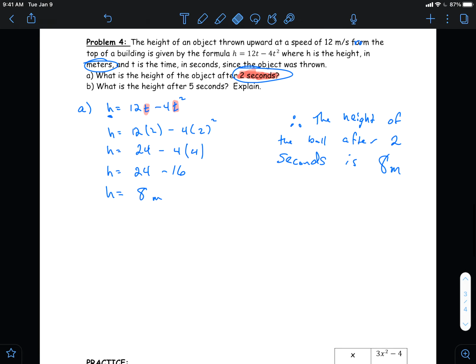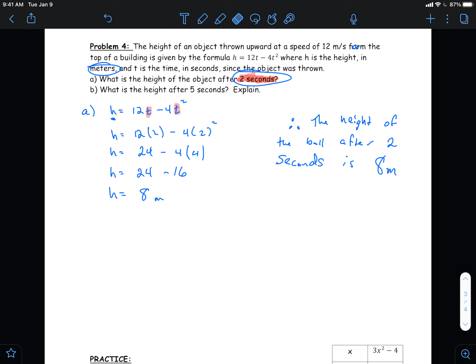Now I have a feeling Mr. Poling has something up his sleeve with this 5 seconds question, so we're going to do it and see what happens. I don't know if anybody else has done it, but I have a feeling something interesting is going to happen. Okay? We're going to go, okay. Same equation, because we're still in the question. So h equals 12t minus 4t, and then this time, t is now going to be 5.